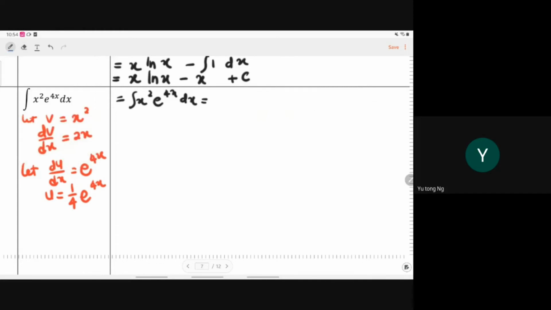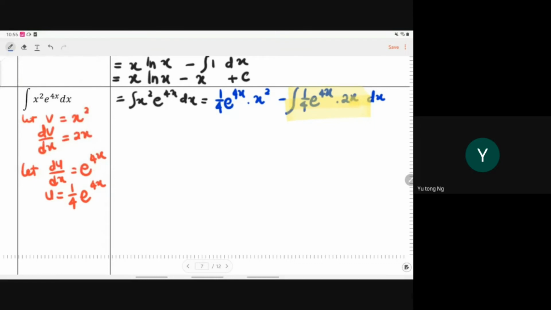So first uv. Your u is 1 over 4 e for x multiplied with your v, which is x square, minus integrate your u, which is 1 over 4 e for x, multiplied with your dv dx, which is 2x dx. Since this one consists of two functions again, we have to integrate this one also using integration by parts.